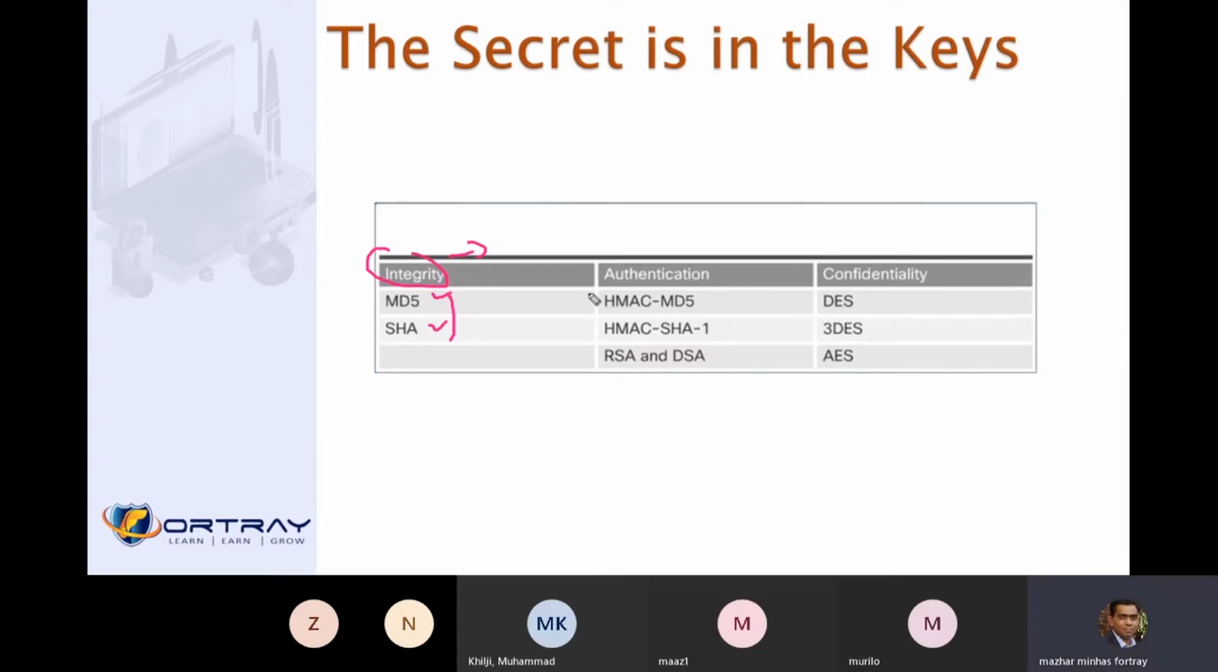And these are the ones used for authentication: HMAC-MD5, HMAC-SHA, HMAC-DSA, and RSA. So these are used for authentication.